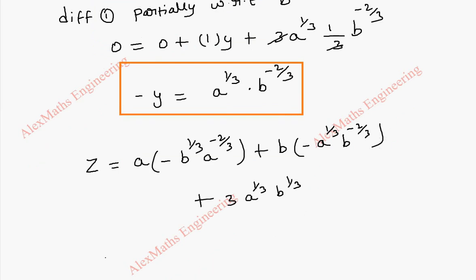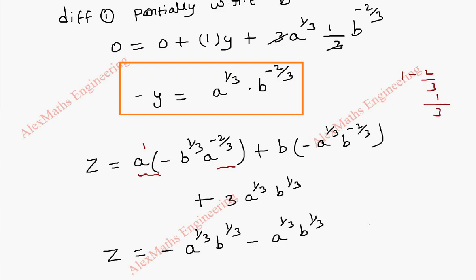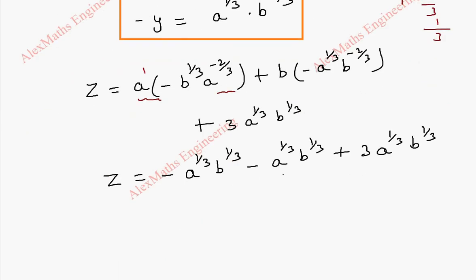Now totally we get z equal to minus, this is power 1. So this is power 1 and this is power minus 2 by 3. When I combine 1 minus 2 by 3, 3 minus 2, 1. So power will be 1 by 3. So first term is a power 1 by 3 and b power 1 by 3. Second term is again combining the power of b, we get minus a power 1 by 3, b power 1 by 3. And the last term is 3a power 1 by 3, b power 1 by 3. Totally this is 3 minus 1 is 2, 2 minus 1 is 1. So z is equal to a power 1 by 3, b power 1 by 3.